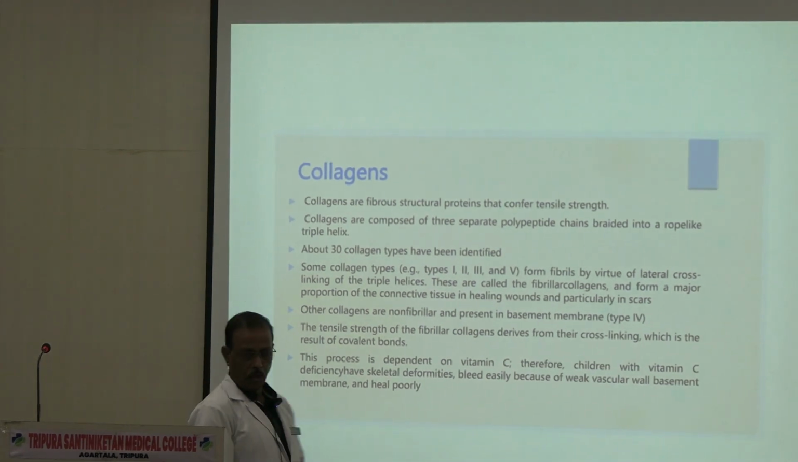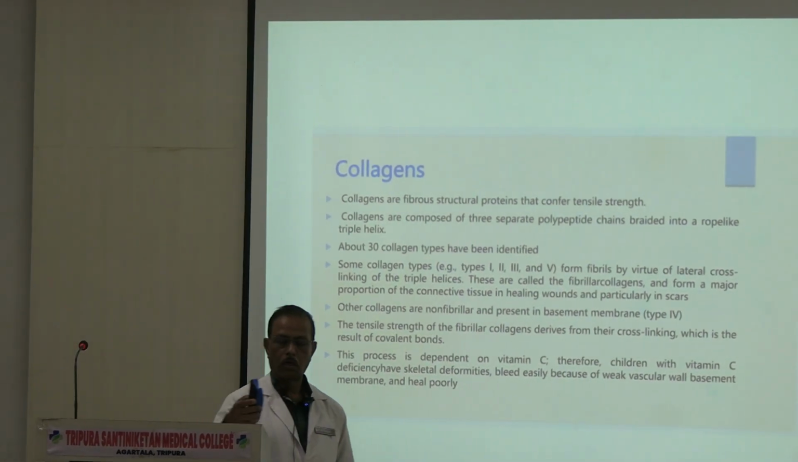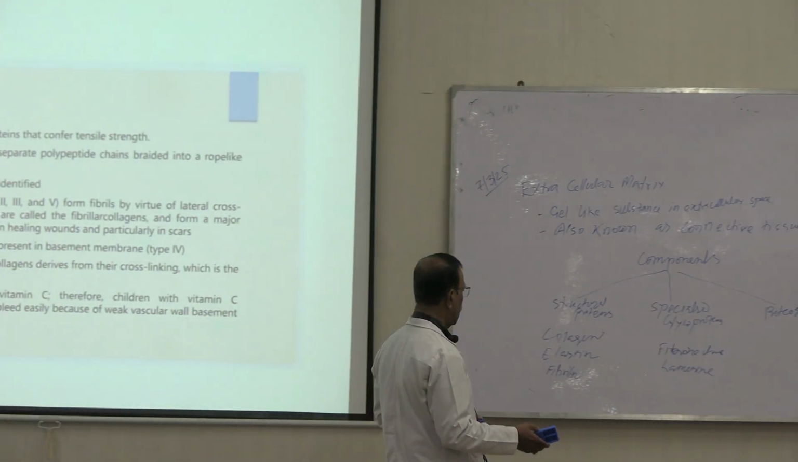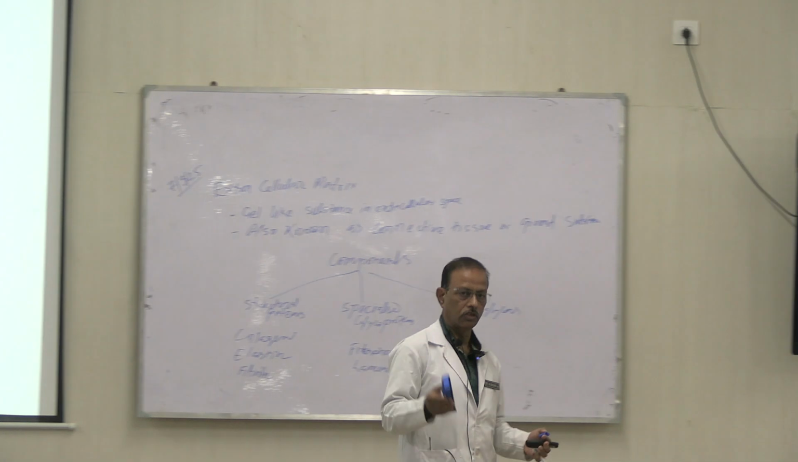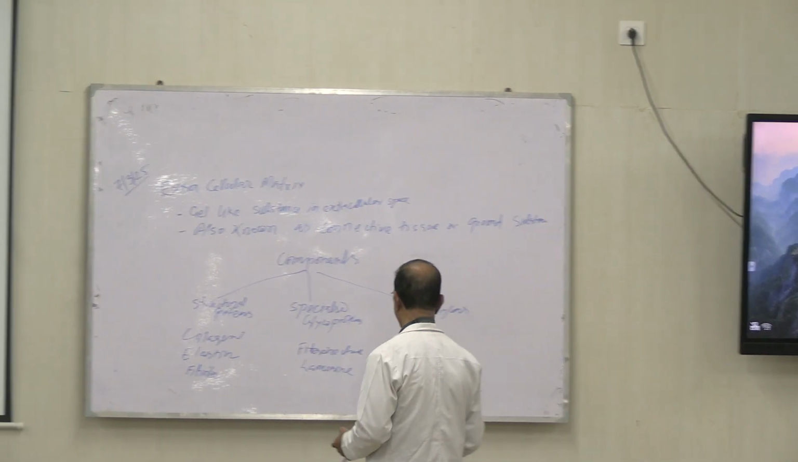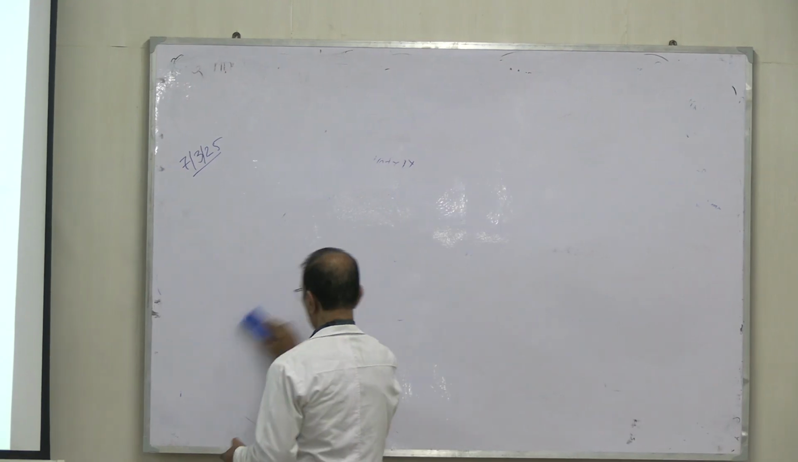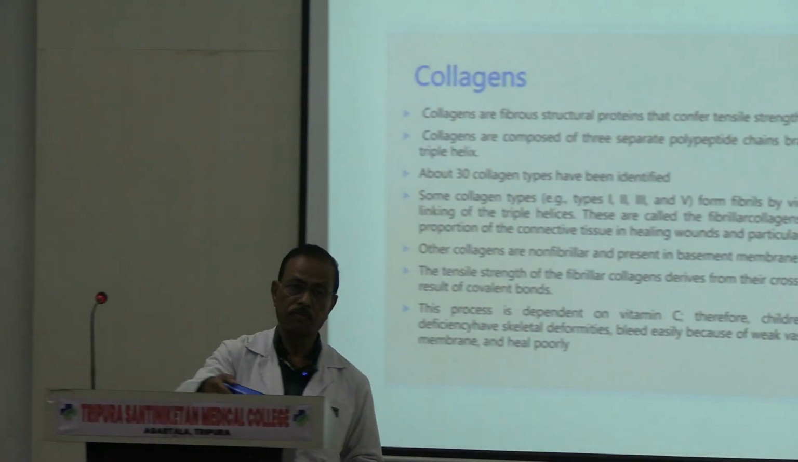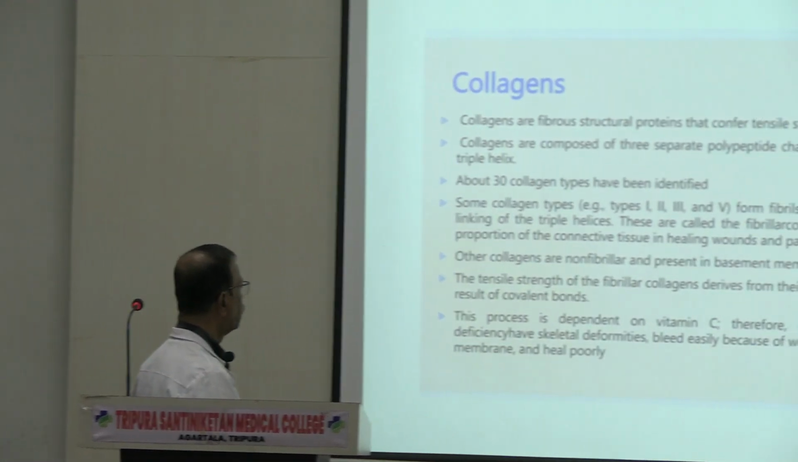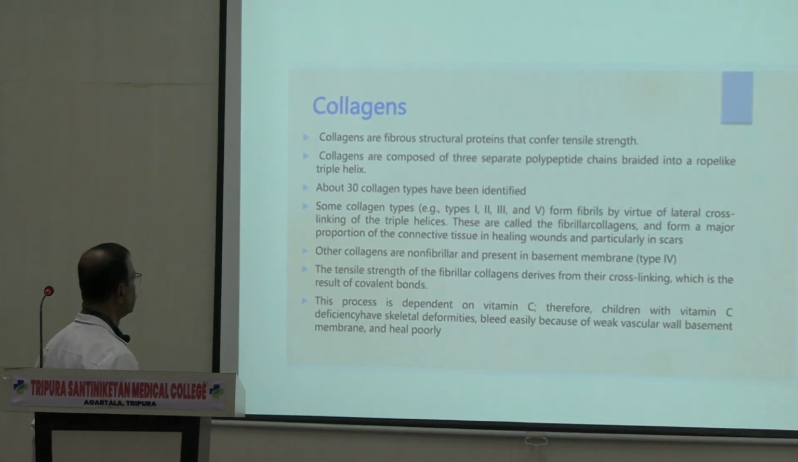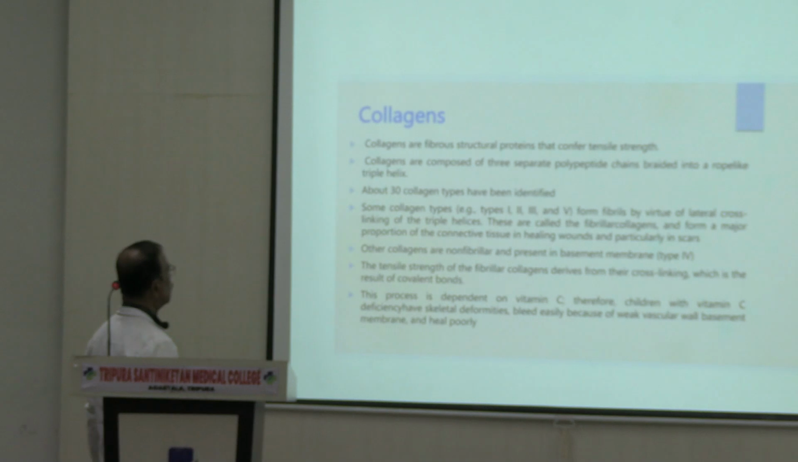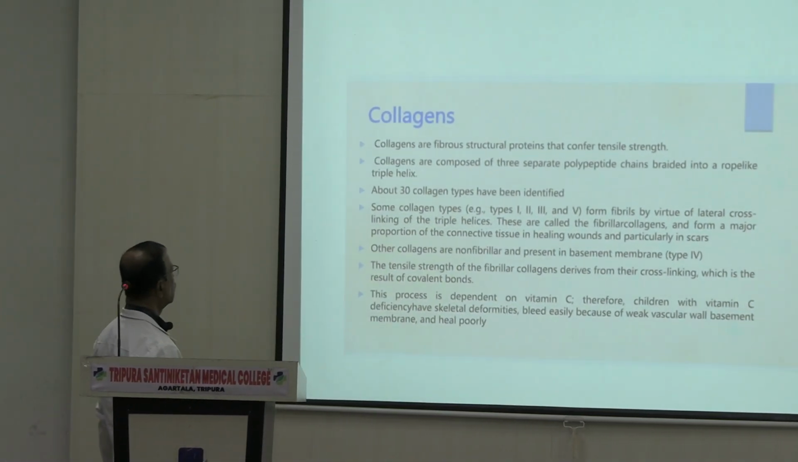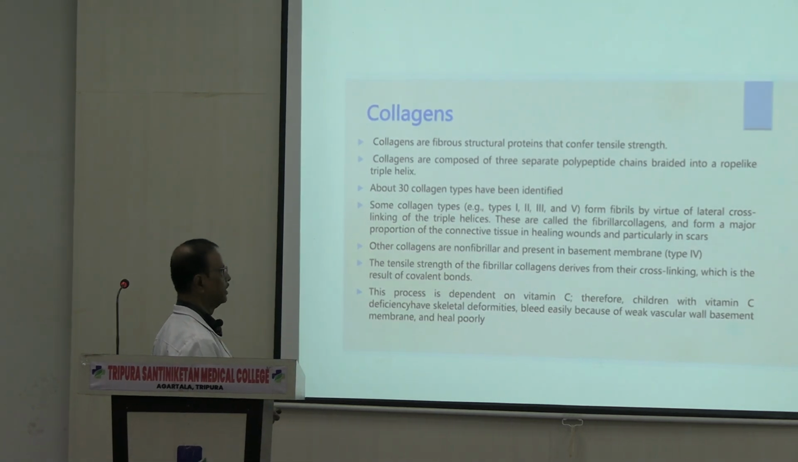Now, the major component of extracellular matrix is collagen. Now we will go for synthesis of collagen and its function also. So collagen is a major component of extracellular matrix, constituting about 30% of the total weight of extracellular matrix components. This is a structural protein. Collagens are composed of 3 separate polypeptide chains.